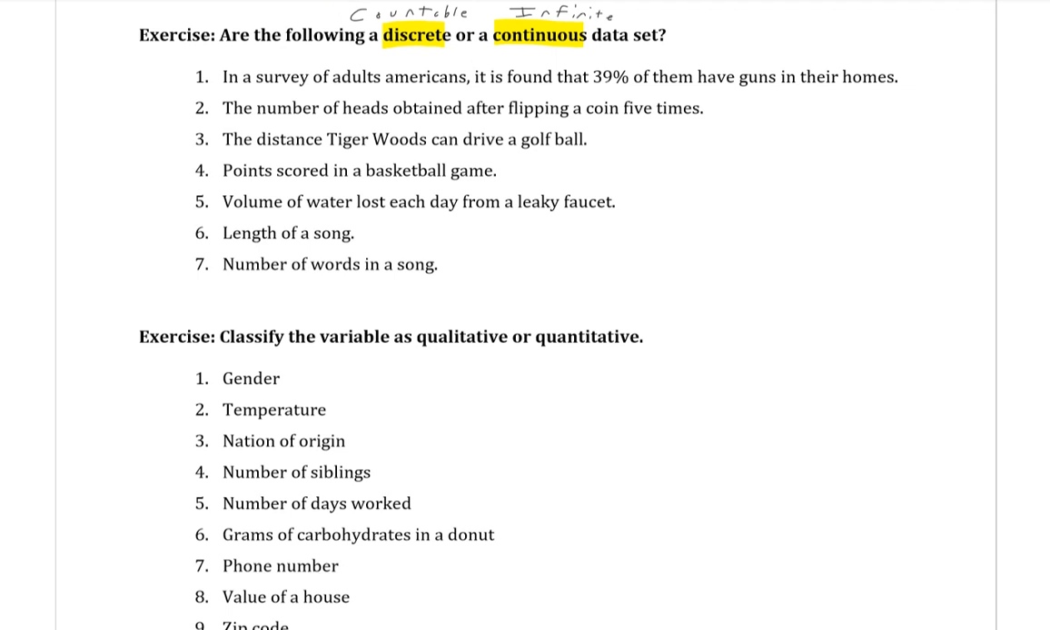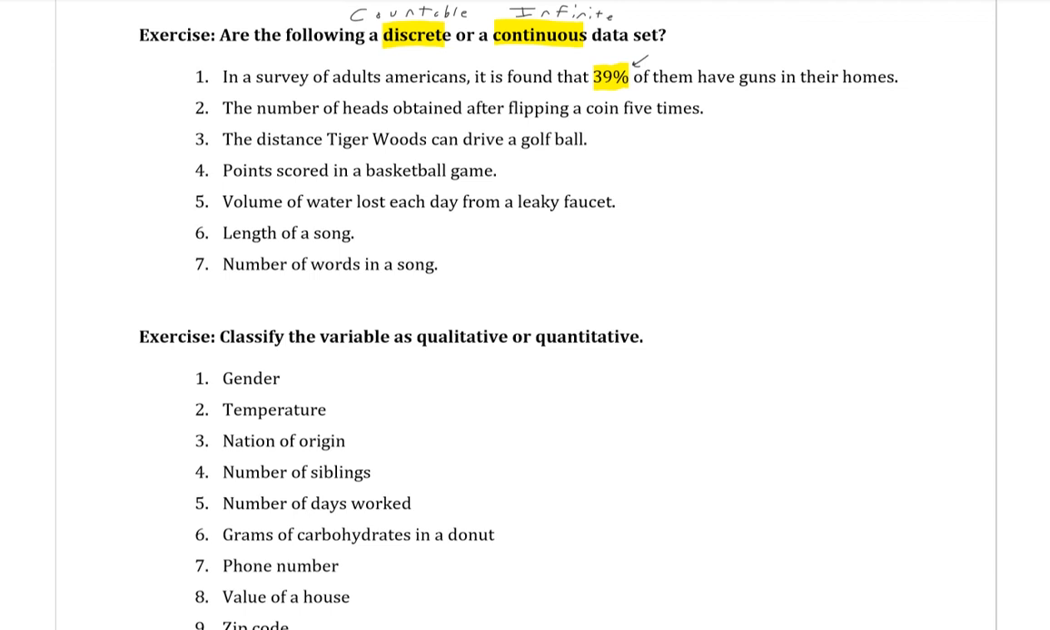I'm going to start from the first one down. Okay. In a survey of adult Americans, so since we said survey, that means we know it's a sample, but that's not really relevant here. It is found that 39% of them have guns in their homes. So 39% is the variable that we have, the percentage of individuals that have guns in their homes. And we're trying to determine if that is a discrete or continuous data set. Well, the value reported is a percentage. That's the important thing to keep in mind.